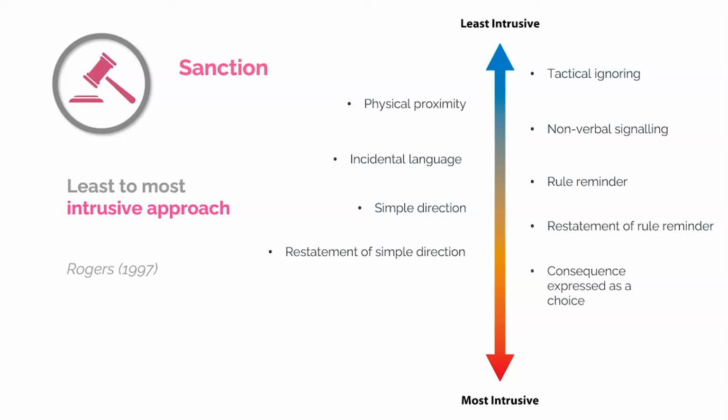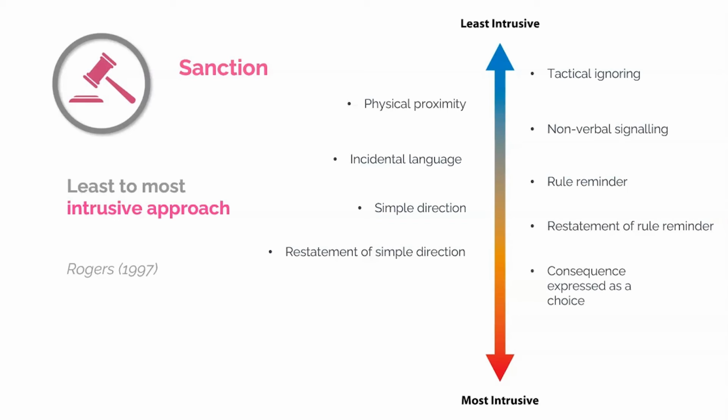Consequence expressed as a choice. Expressing consequences as a choice gives the student some agency and allows the teacher to focus on the unwanted behaviour rather than the student's character. It communicates the message that this isn't a personal attack, rather the student has chosen to not follow the rules and the consequence will be applied.